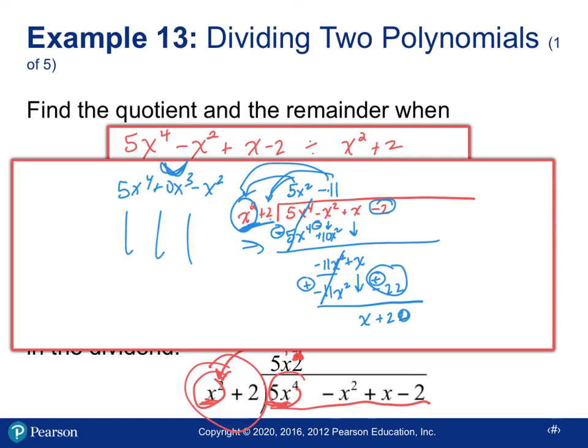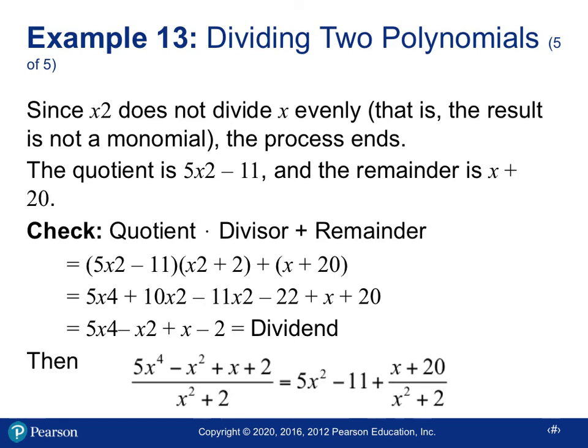So our final answer, when you look at what this result is going to be, it's going to be equal to 5x squared minus 11 plus x plus 20 all over x squared plus 2. So bear with me, my exponent did drop down here. I didn't fix it just yet, but realize that we want to check it.